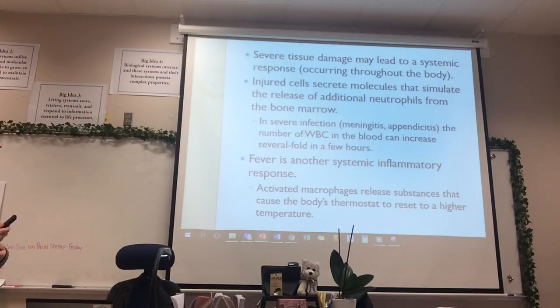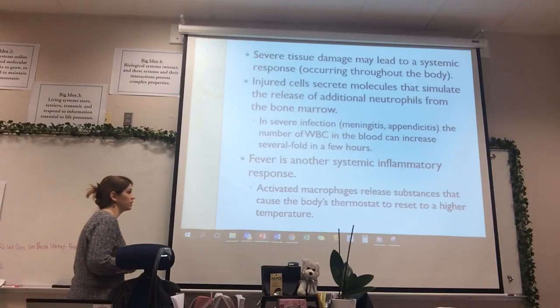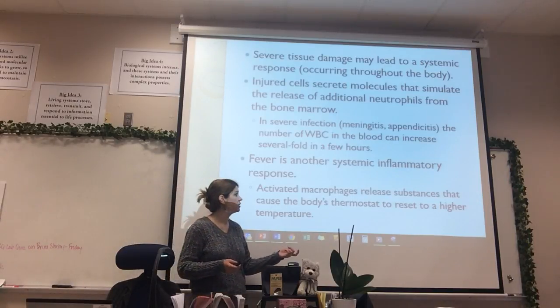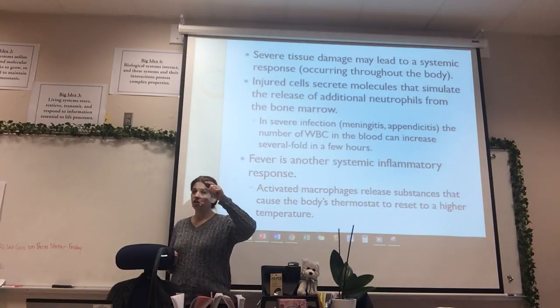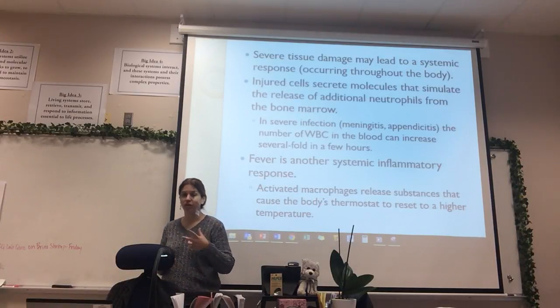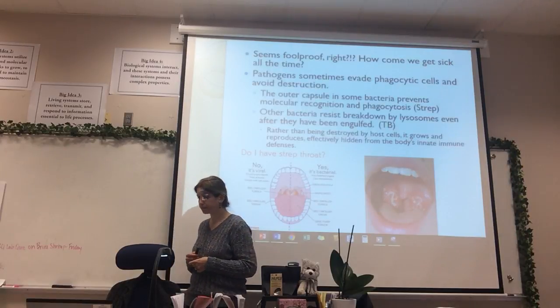That white blood cell count can increase several-fold in just a few hours. And those cells are coming from your bone marrow. The purpose of your bone marrow is to stimulate your immune system. Fever is another example of a systemic inflammatory response. Macrophages themselves can also release substances that cause the body's thermostat, remember that was your hypothalamus, to have a different set point than the 37 degrees it normally does.